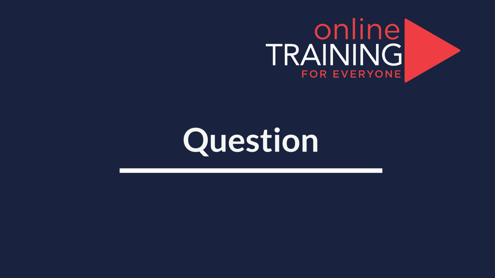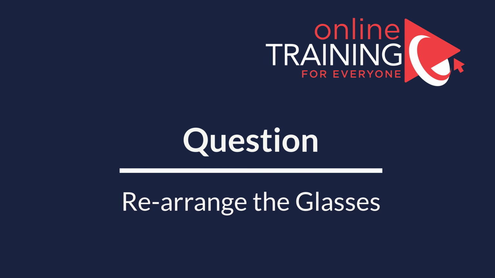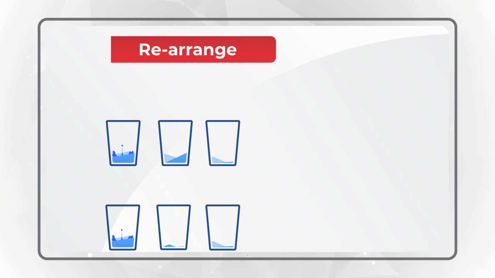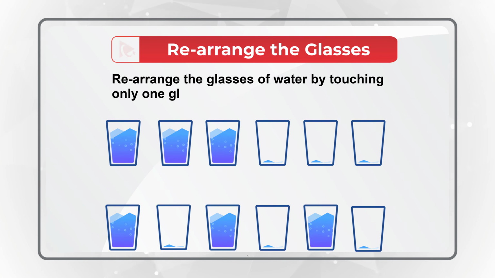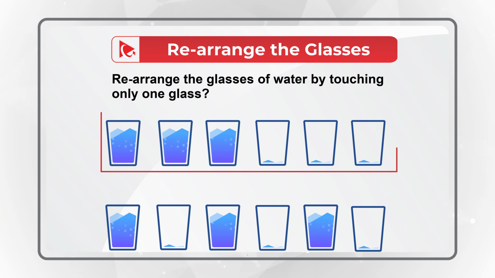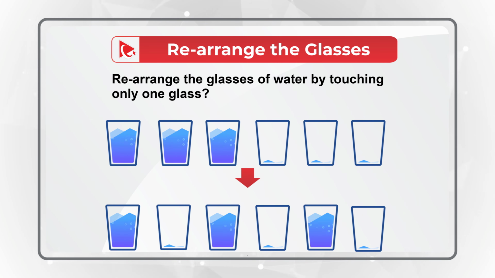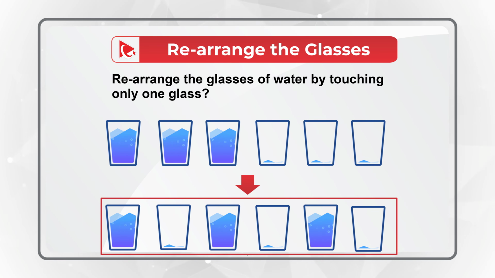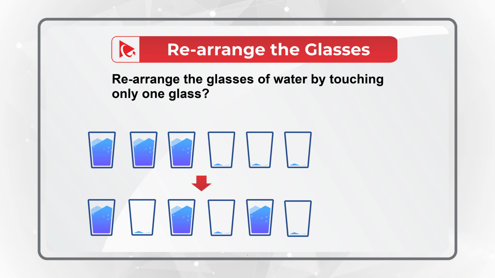I love this amazing question because it tests you on out-of-the-box thinking. You need to rearrange the glasses with water by only touching one glass. And you need to get from configuration 1 on the top to bottom configuration by only touching one glass. Take a close look to see how you can do it.